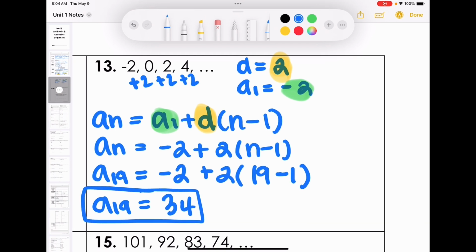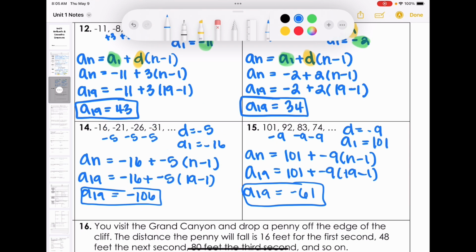All right, so I want you to pause the video here and do 14 and 15 by yourself. All right, so those are your answers for 14 and 15. Make sure you check your work, and then if you got it wrong, go back and look at what I did to see if that may help you.